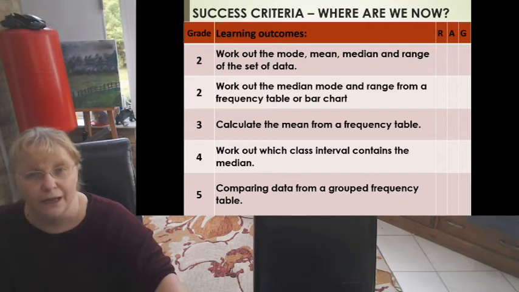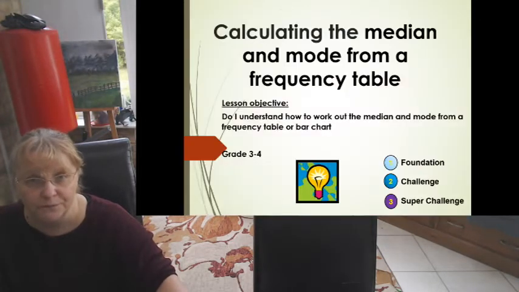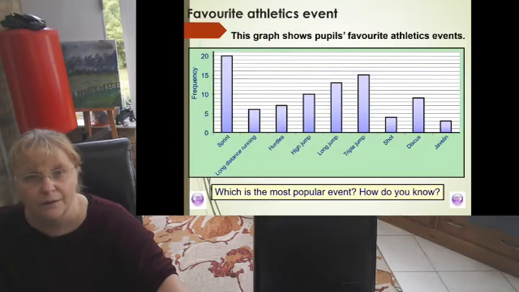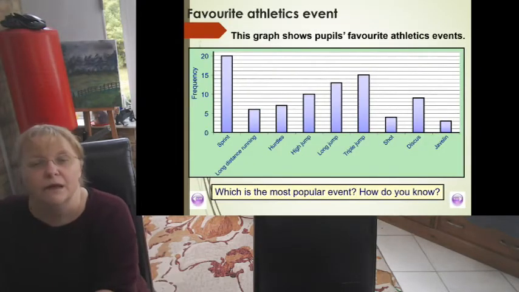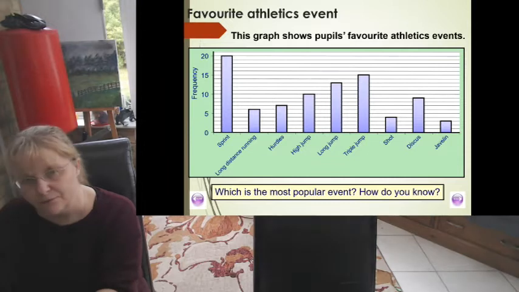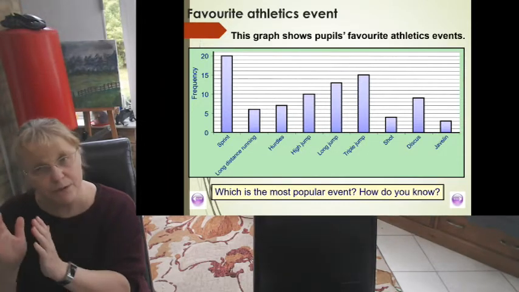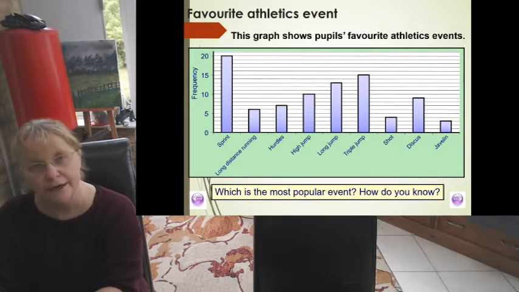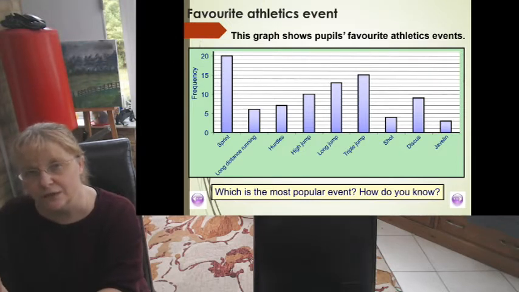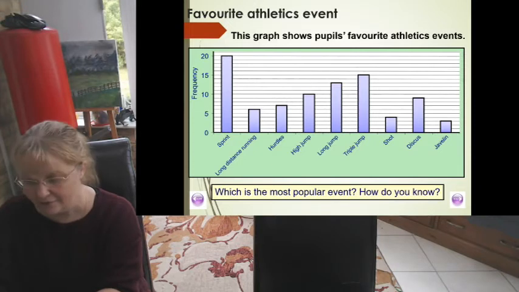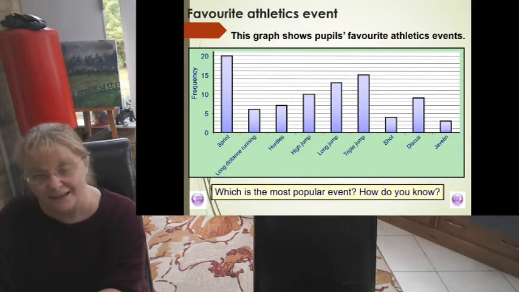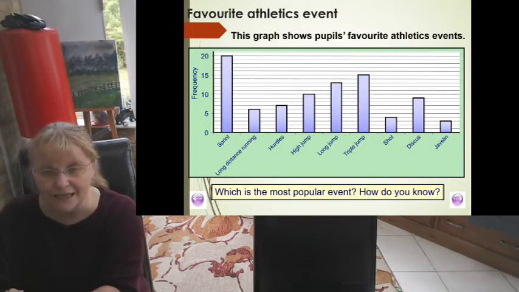Next one is working out the median, mode and range from a frequency chart or a bar chart. We discussed this before, that a good way to display data is in a bar chart. Remember, when they're in separate categories. Now, can you remember whether this was discrete or continuous data? Have a think. And hopefully you come back with discrete data, and it's true.